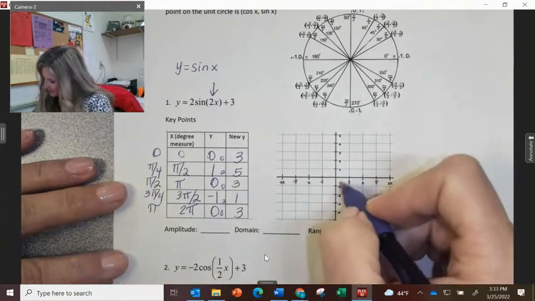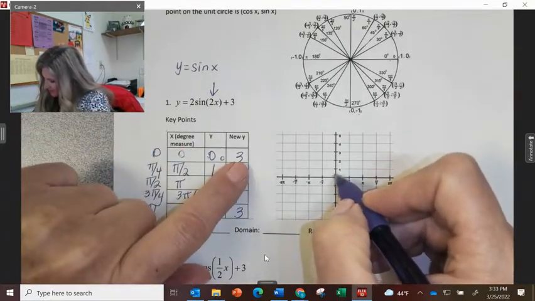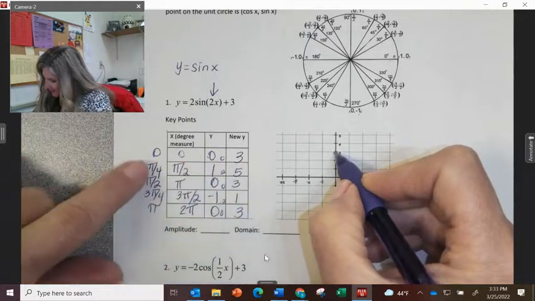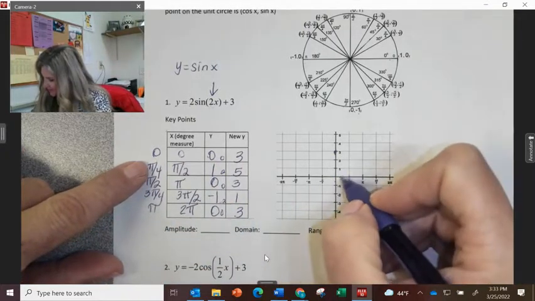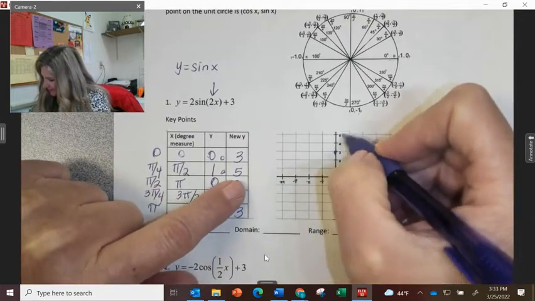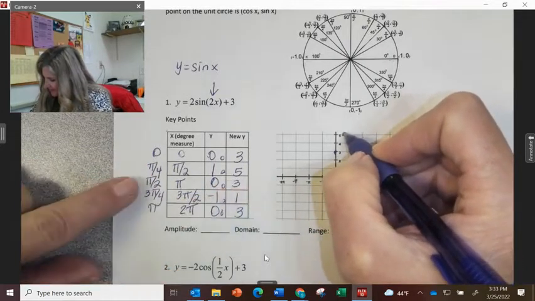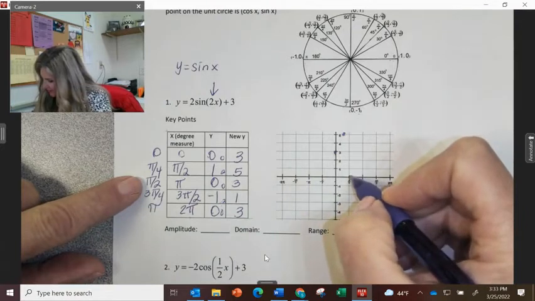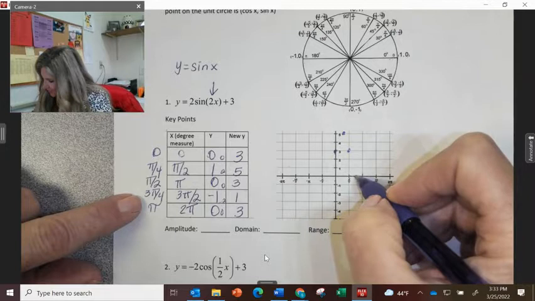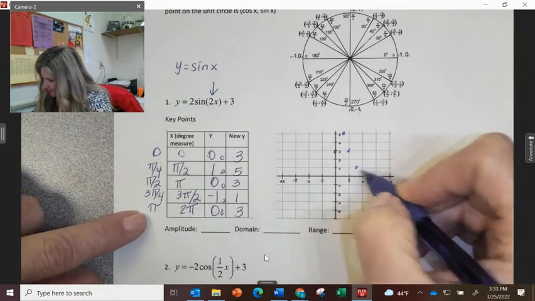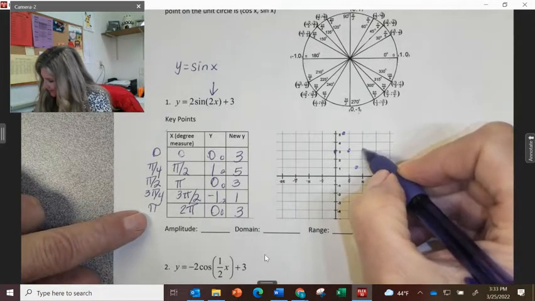Okay, so now I'm going to plot these points. So at 0, I'm plotting 3. At pi over 4, now pi over 4 is right in between 0 and pi over 2. So at pi over 4, I'm going to be at 5. At pi over 2, I'm going to be at 3. At 3 pi over 4, I'm going to be at 1. And at pi, we're going to be at 3.